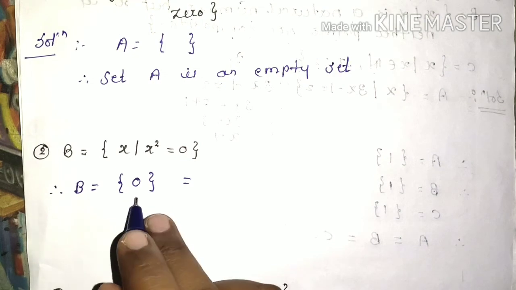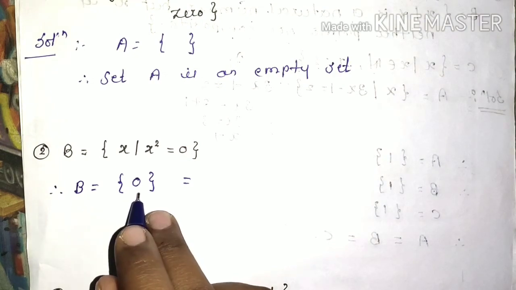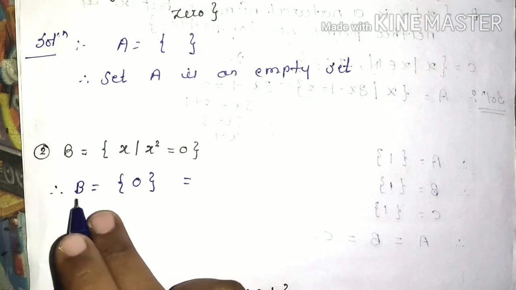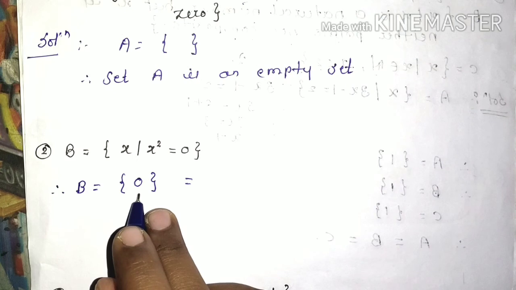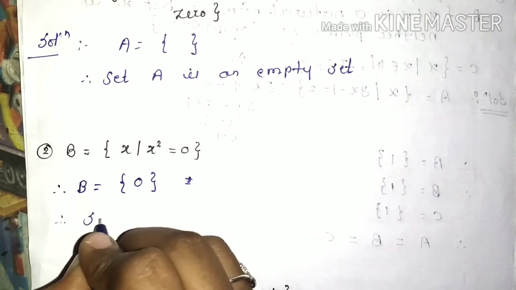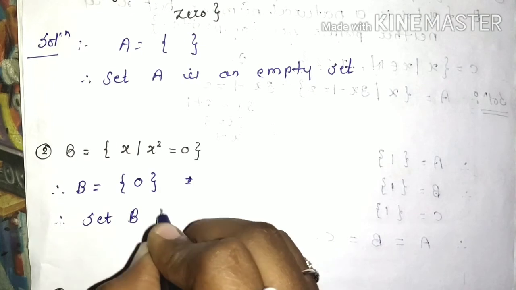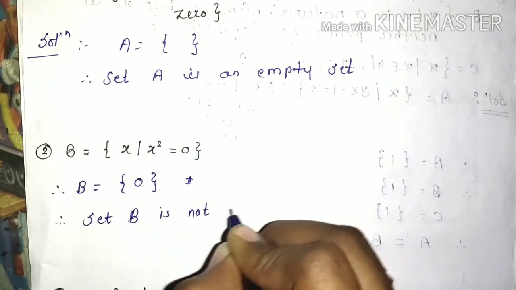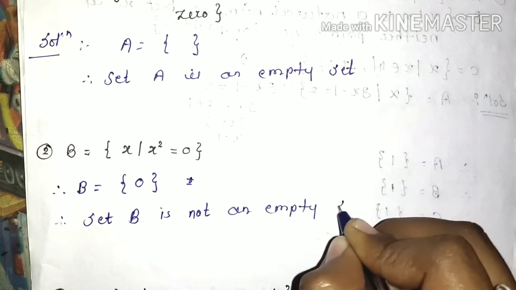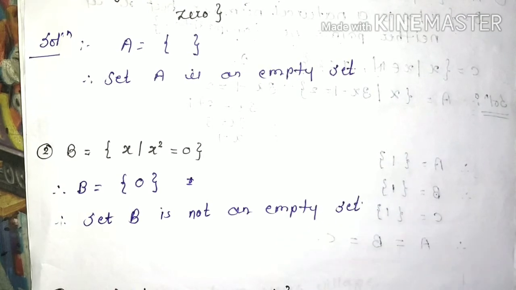Set B contains an element which is 0, but 0 has some value. That means we cannot consider it as an empty set. That means set B contains an element which is a finite set. So hence we get set B is not an empty set because 0 has some value.